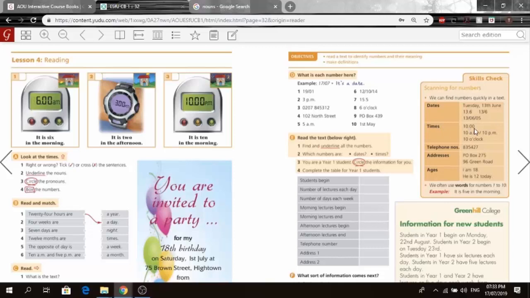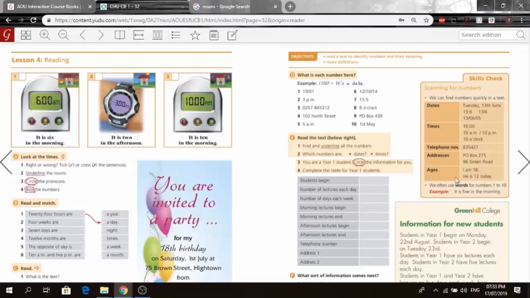People can put a dot, but they usually put 2 numbers after, not only 1, like here. Or they add AM, PM, or they just write o'clock, okay? For telephone numbers, it's just one long number. No need to worry about that. And address, obviously, you can realize P.O. box, some letters, a name with a number. Okay. And ages is either I'm 18 or he is 12 today.